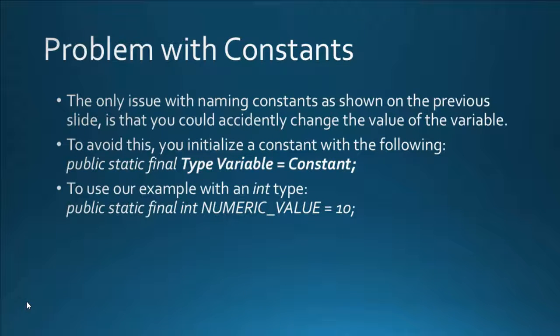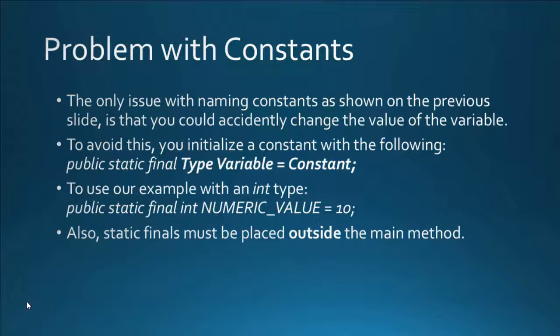So let's use our previous example. Here I have public static final int NUMERIC_VALUE = 10. What that will do is keep it from being changed. Additionally, it must be placed outside the main method. If you recall, I said at the beginning of this course that most of what we're going to do at the beginning is going to be inside of the main method. Everything should be in there. Well, here's our first thing that we're going to learn about that does not go there. It still has to be inside of your class, but it does not go inside your main method. It has to be outside of it.